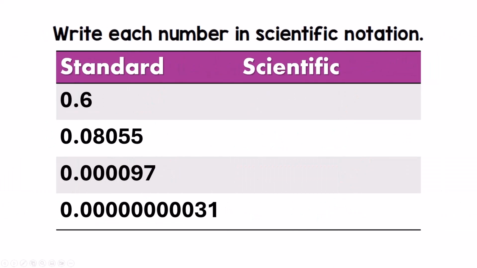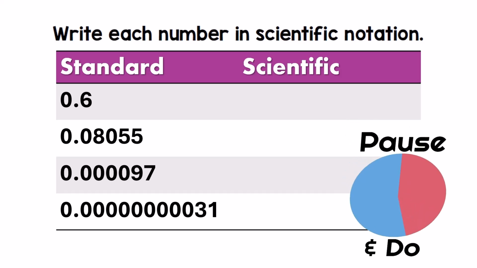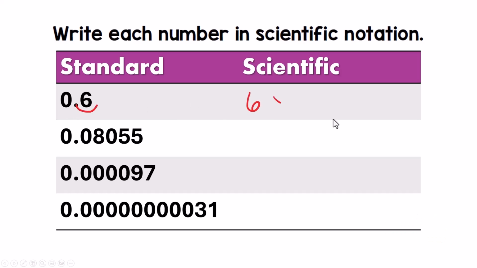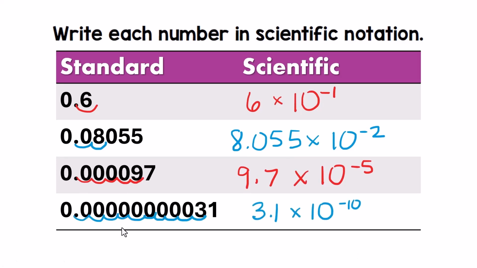All right, do it again. This time we're going to do scientific notation for very small numbers. Pause the video. I'll be right back. .6. I only have to move that decimal place once, so it's 6 times 10 to the negative 1 power. Remember, this is a small number, so it's a negative power. You are less than 1 here. Okay, this little decimal point only needs to be moved twice, so you should have gotten 8.055 times 10 to the negative 2. 9.7 times 10 to the negative 5. 3.1 times 10 to the negative 10.